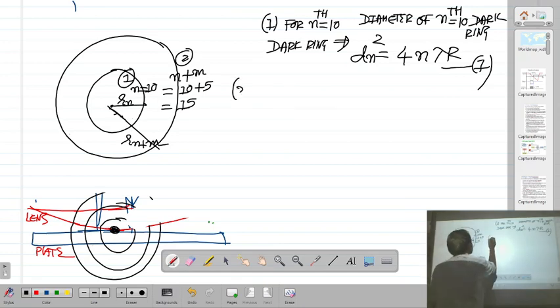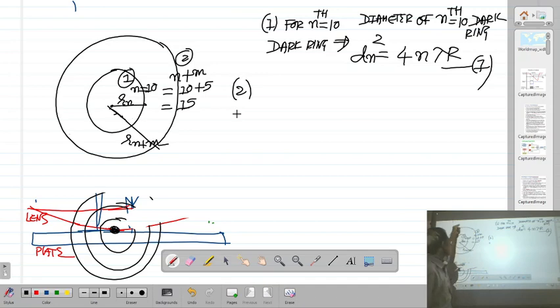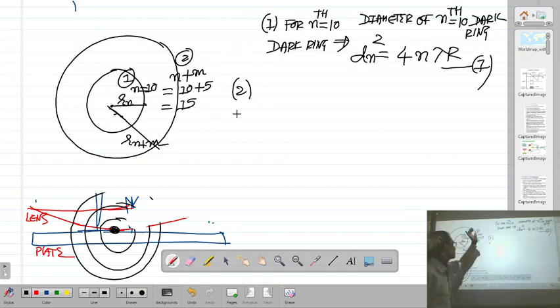So I write the second equation now. The first equation we have already derived: for the 10th dark ring, the diameter dn square is 4nλR, where n is the order of the ring, that is 10, lambda is the wavelength of light and R is the radius of curvature. Now I am taking another dark ring.